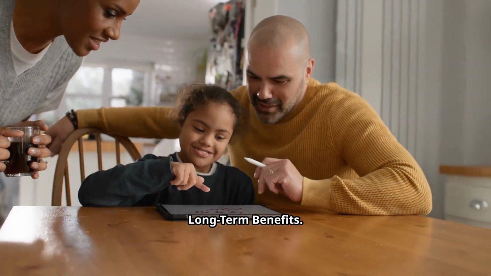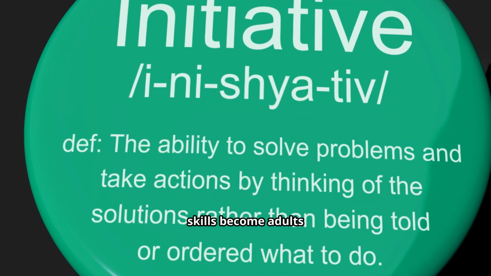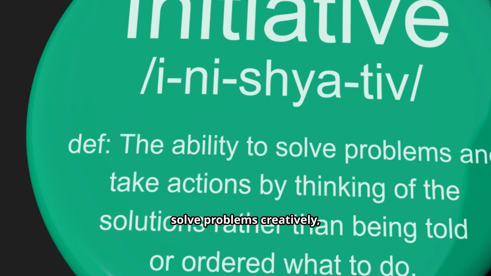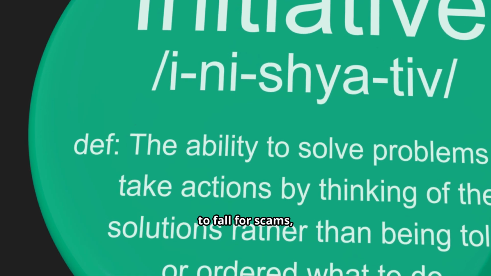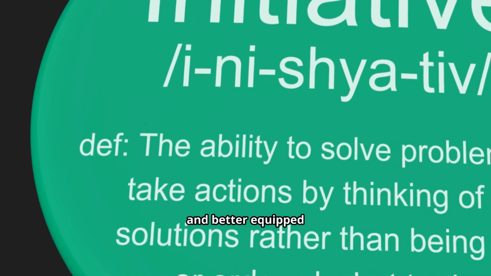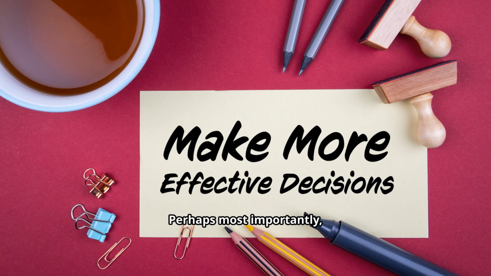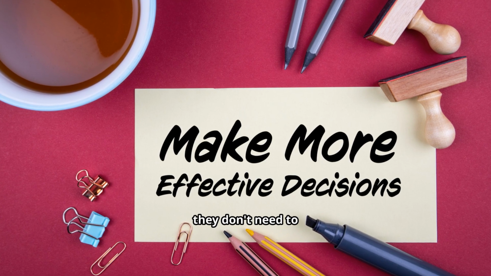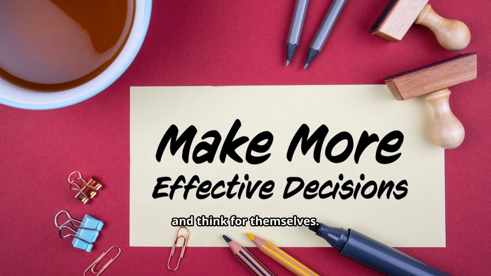Now, think about the long-term benefits. Children who develop strong critical thinking skills become adults who can navigate complexity, resist manipulation, solve problems creatively, and make informed decisions. They're less likely to fall for scams, more likely to engage thoughtfully with civic issues, and better equipped to adapt to whatever challenges life presents. Perhaps most importantly, they develop confidence in their own judgment. They learn that they don't need to passively accept what they're told, but can examine, question, and think for themselves.